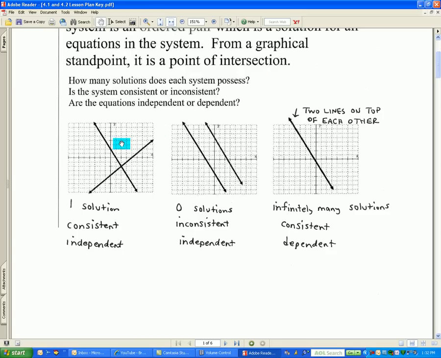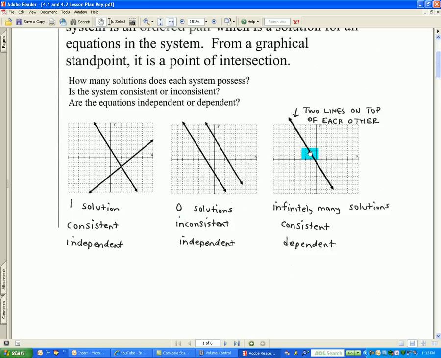This is called a linear system because you see two lines. How many times do the two lines cross? Once. Therefore, there's one solution. This linear system, how many times do the two lines cross? Never. So there are 0 solutions.